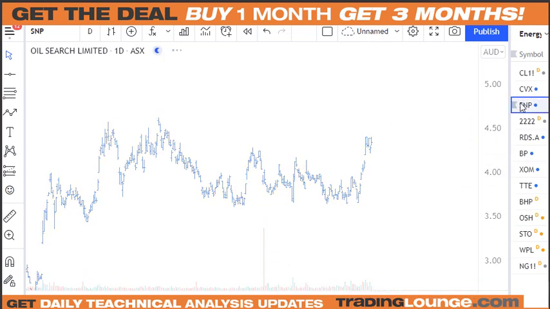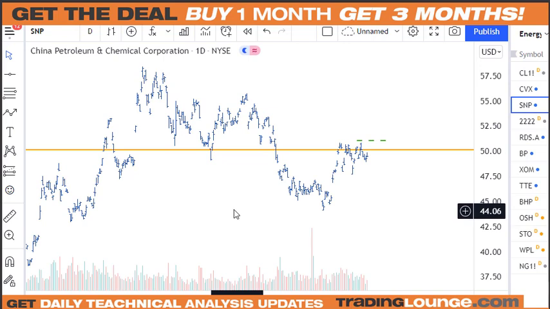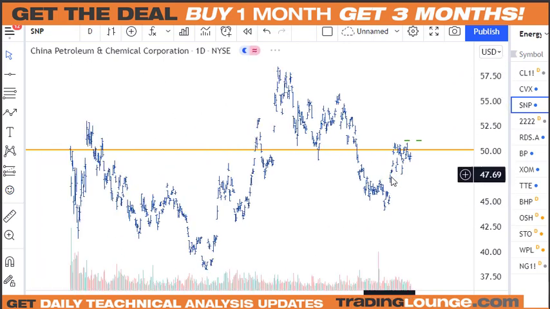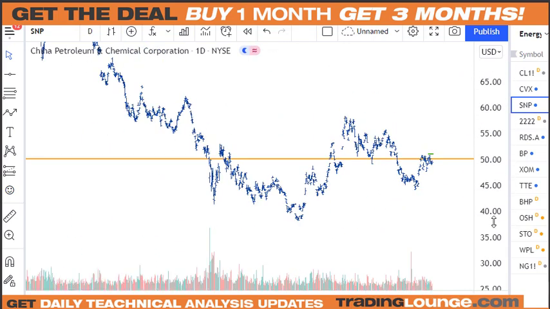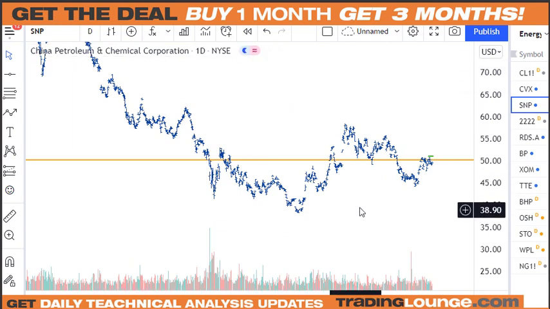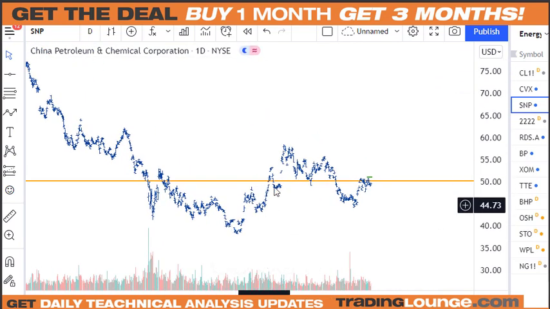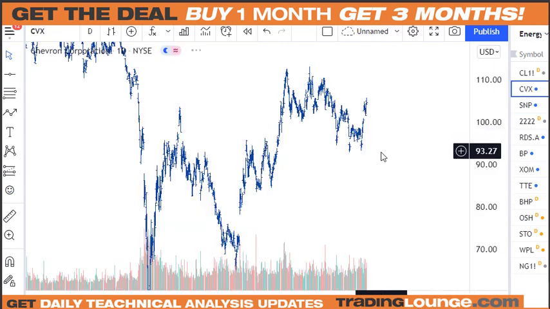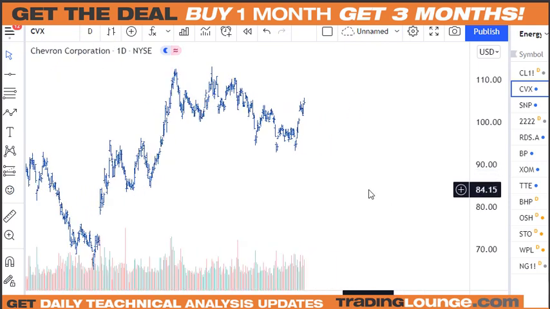The ones that I like, this is the China Petroleum here. As I mentioned before, we've had this move all the way down, and then we've got a nice 5-wave structure here with an ABC here. So finding support on 50 would be a nice move to the upside. Let's just have a look at CVX, which is US here, doing the same thing as well.